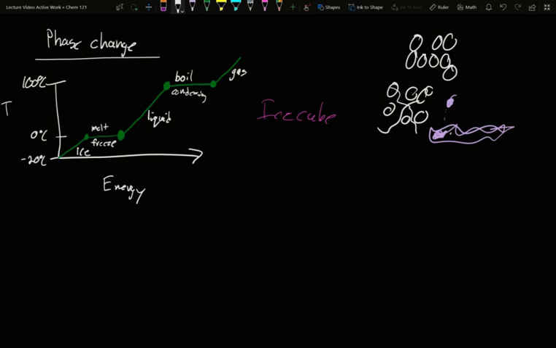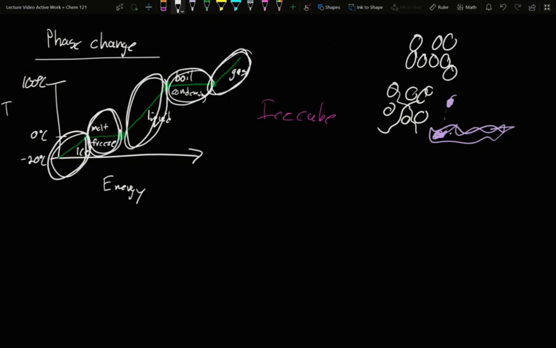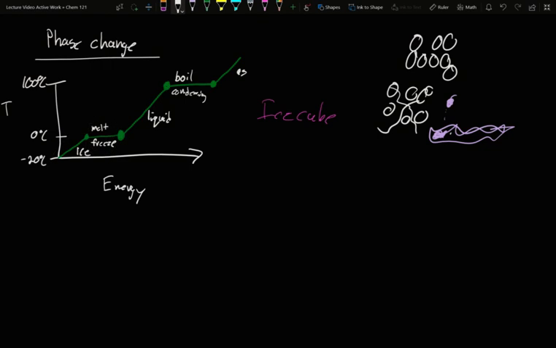Well, this gives us a couple different regions. There's a region where I can get hotter by putting in energy. There's a region where I can melt by putting in energy. There's a region I can get hotter as a liquid by putting in energy. There's a region where I can boil by putting in energy. And there's a region where I can get hotter as a gas by putting in energy. These all take different amounts of energy and different approaches to calculate. So let's talk about the two.